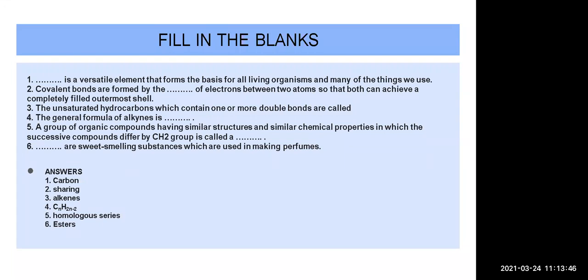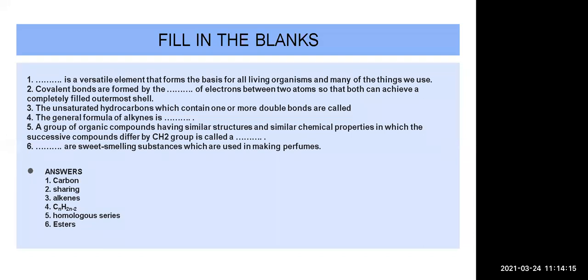Then a group of organic compounds having similar structure and similar chemical properties, in which the successive compounds differ by a CH2 group, is known as the homologous series. As we have already studied the homologous series, the blank will be filled with homologous series, where similar structure and chemical properties are present between successive compounds which differ by a CH2 group.